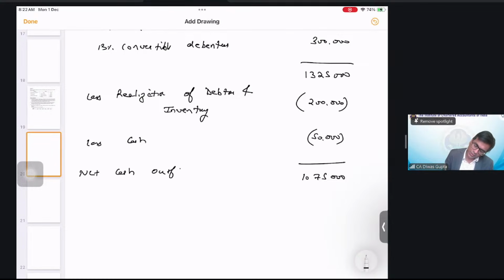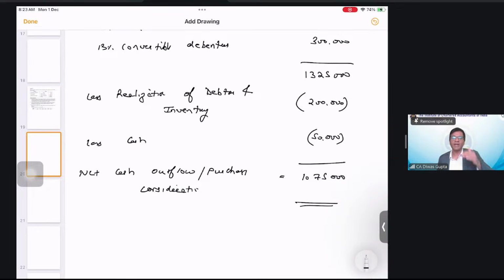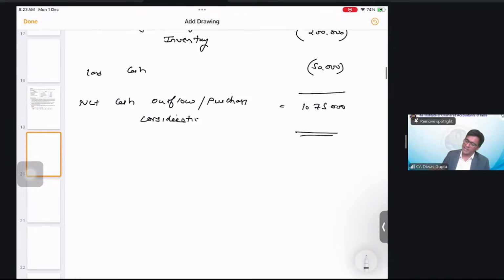So the net cash outflow, slash purchase consideration, will be 10,75,000. Correct? 13,25,000 minus 2,50,000. So this is going to be my net cash outflow. Simple. Then this number has to be compared with the present value of the cash inflows generated by the acquisition.